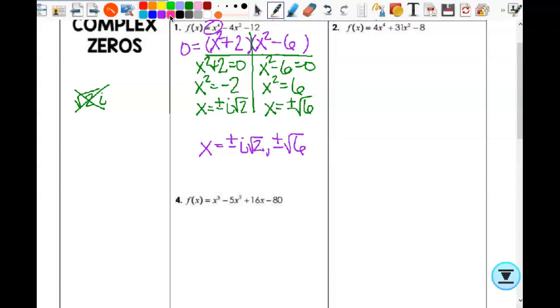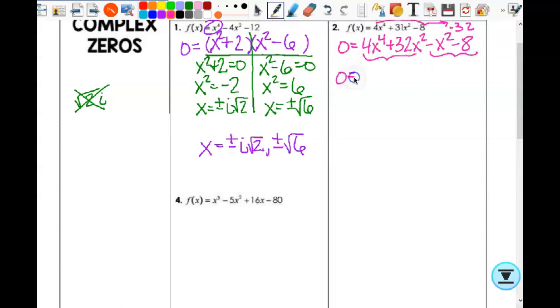number 2. So do I have a GCF here? No, I don't. Wish I did, but I don't. So that makes this negative 32. Two numbers that multiply to give me negative 32 combine to give me positive 31. 32 and negative 1. So I get 4x to the 4th plus 32x squared minus x squared minus 8. Then I'm going to group.